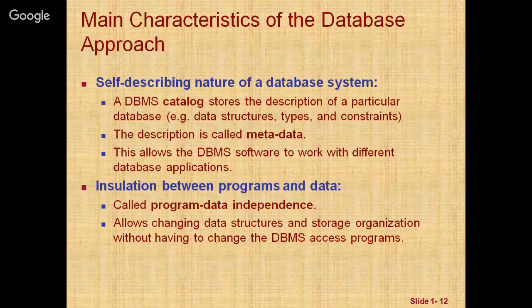The structure of data files is stored in the DBMS catalog separately from the access programs, and this property is called program data independence. In some types of database systems such as object-oriented and object relational systems, users can define operations on data as part of the database definitions.